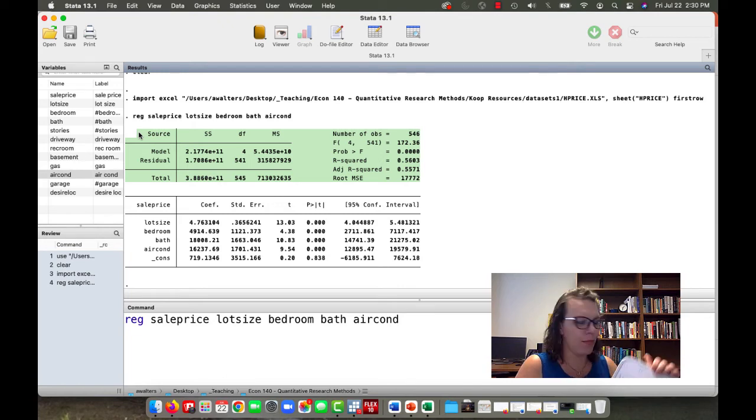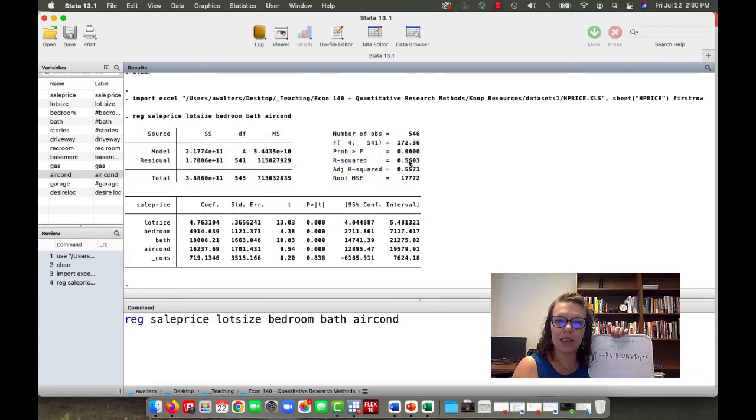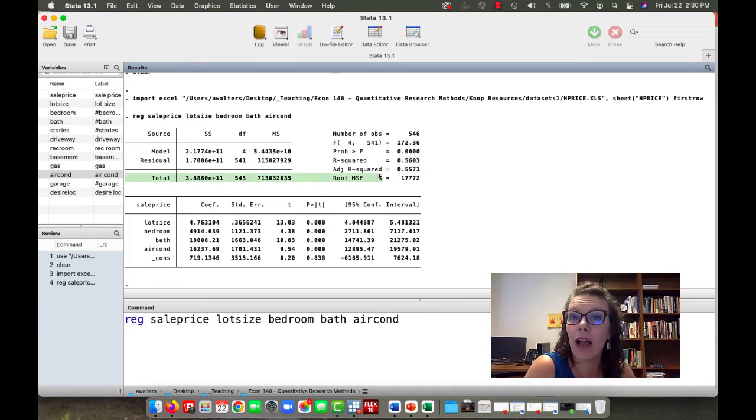So this model explains some variation in sale price. Our R squared tells us it actually explains 56%. So our R squared tells us that this model tends to explain 56% of the variation in sale price of a home. The adjusted R squared is another measure that takes into consideration the size of the model, how many variables you're using.